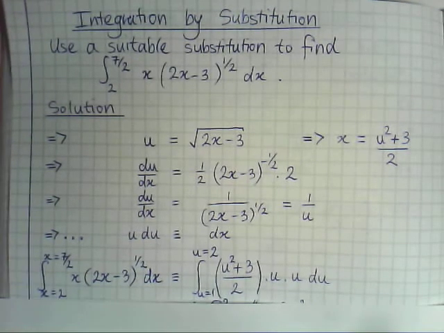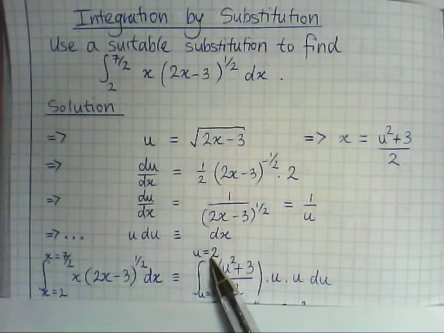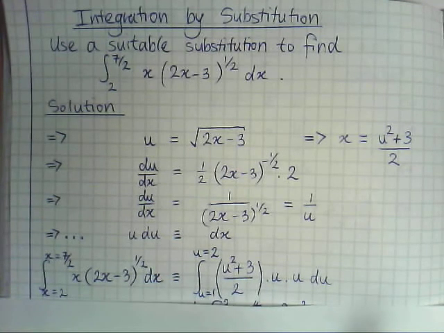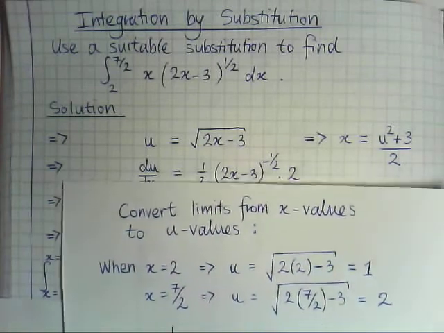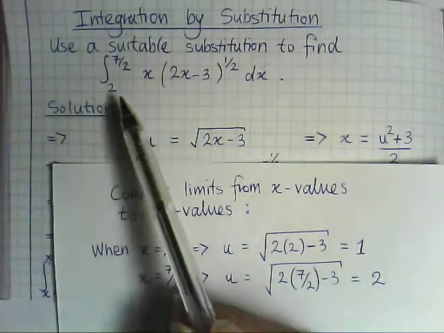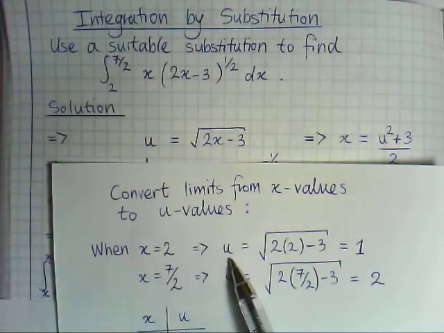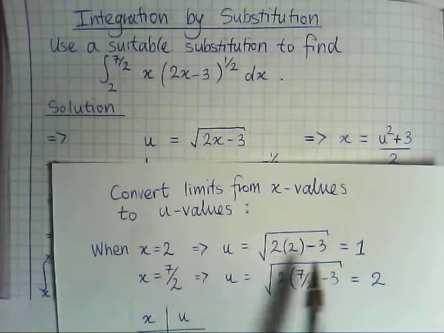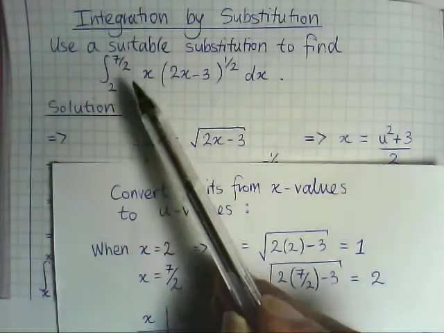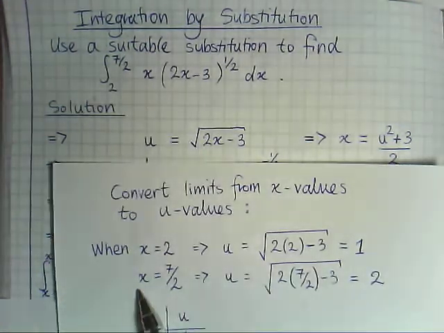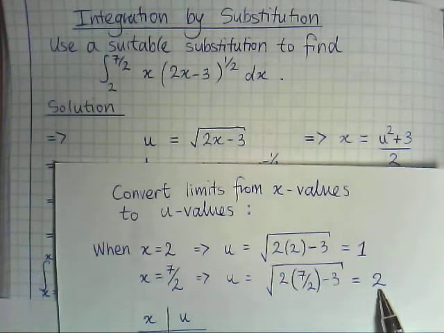You'll have also noted that we've had to convert our x values into u values. Well, how do we do that? What we can do is think about when x is equal to 2 for our bottom limit, we can substitute that into our u equation, and we end up with a value of 1. And similarly for our upper limit of 7 over 2, if we substitute that into our u equation, we end up with an answer of 2.